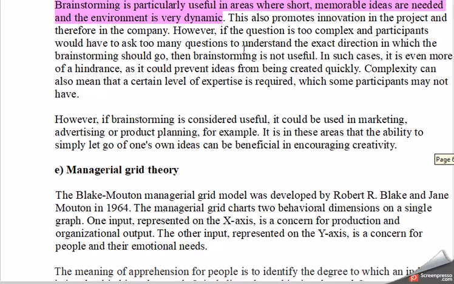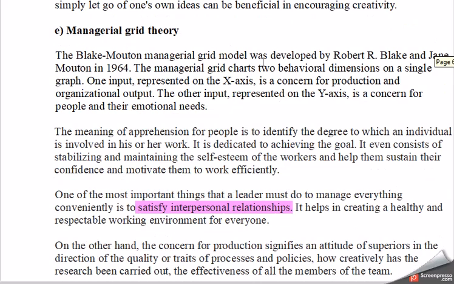But when the brainstorming is done on a question that needs expert knowledge, such kind of people have to be part of the discussion. So that is one hindrance in brainstorming. The people who are participating should have expert knowledge about the question that is being put forth.